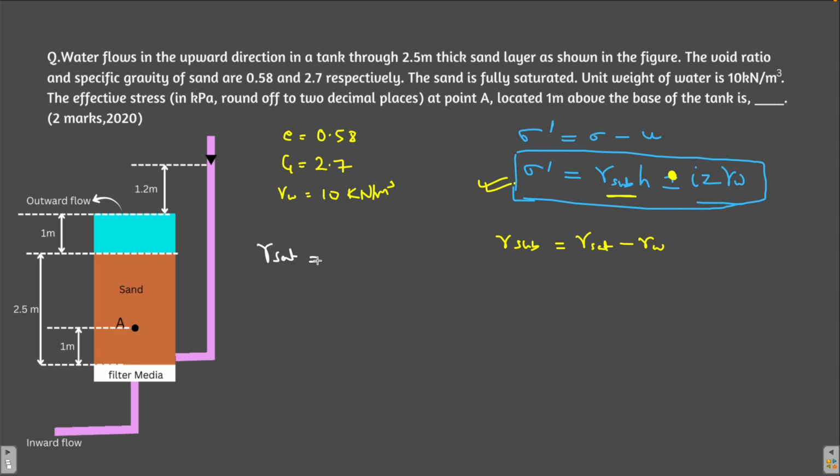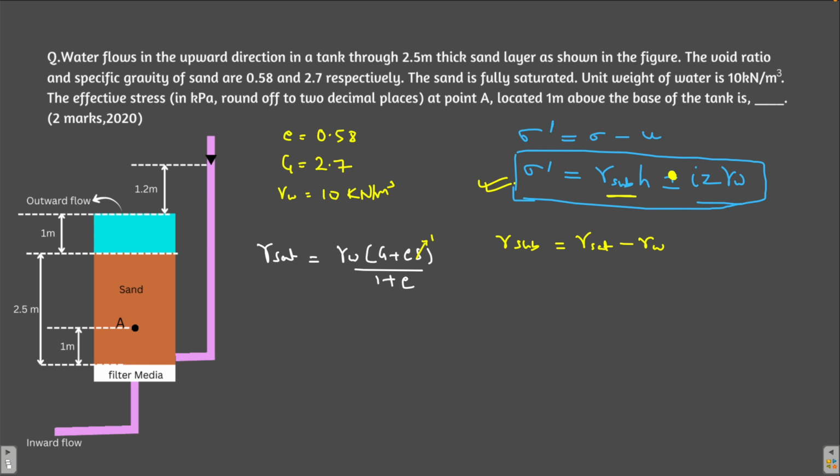Gamma saturated of the soil is equal to gamma W times (G plus eS) by (1 plus e), right? And if it is a saturated condition, then the value of degree of saturation is 1. Then this will be gamma W times (G plus e) by (1 plus e), and you know what is G, what is e, and you also know what is gamma W. Then we can easily find out the value of gamma saturated, right?